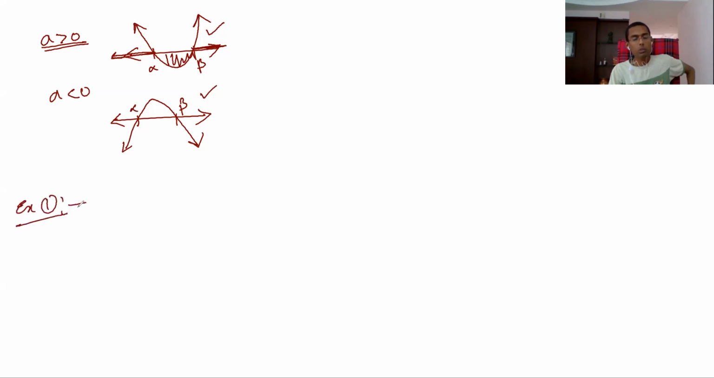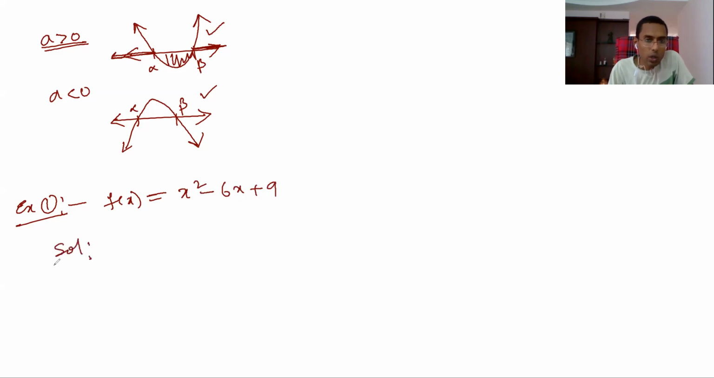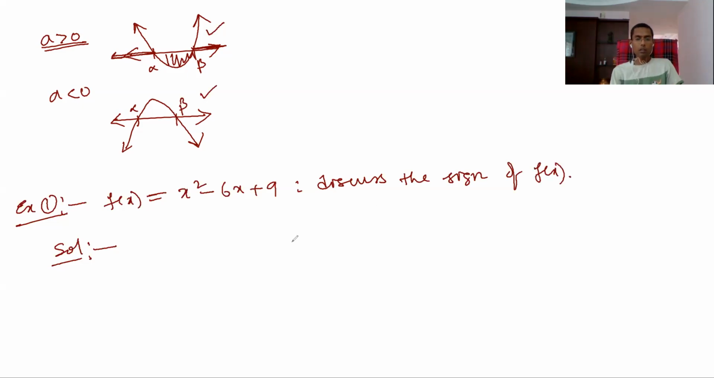Actually, with a few examples you can understand easily. So now let's take an example. f of x equal to x square minus 6x plus 9. Very simple example. We have to discuss the sign of this quadratic expression, the sign of f of x. That means whether it is positive or negative. If it is positive, in which interval it is positive. If it is negative, in which interval it is negative. That's the question.